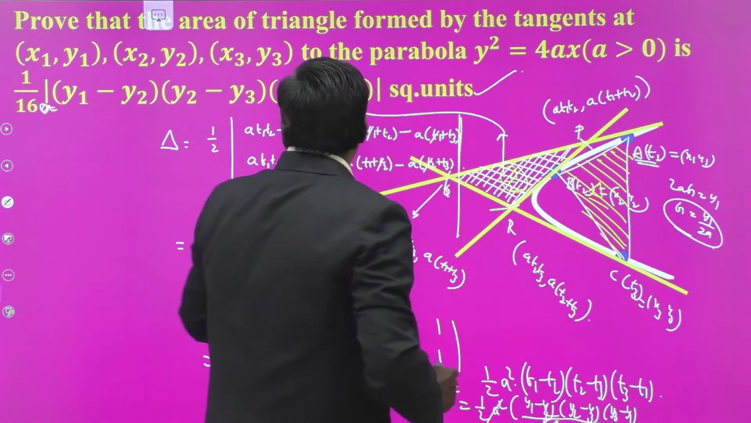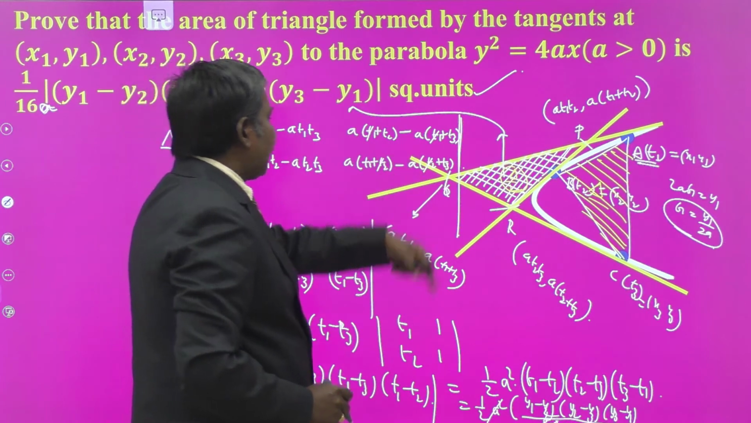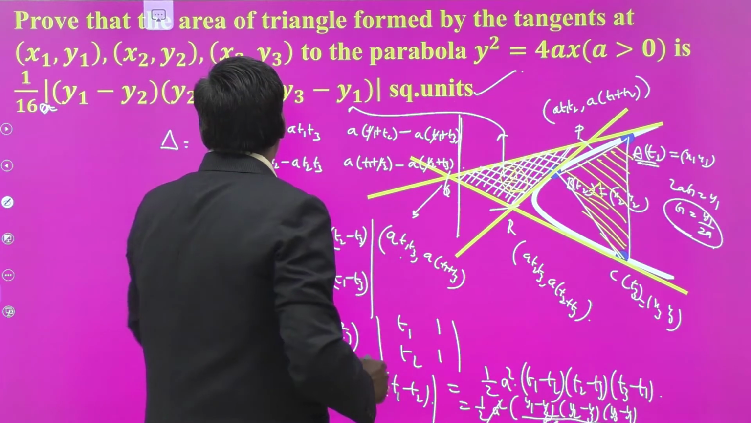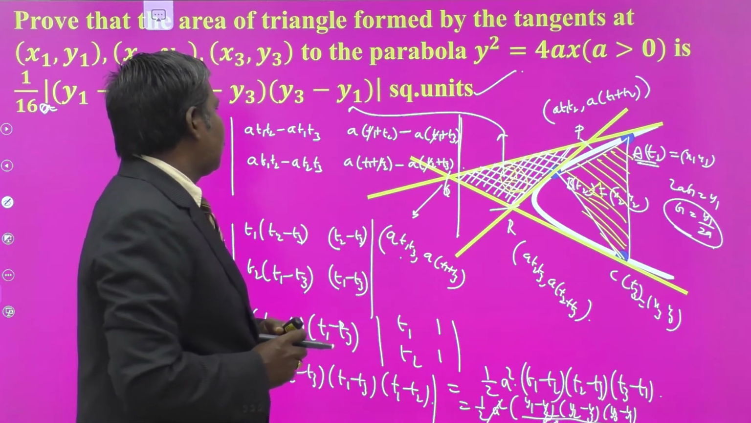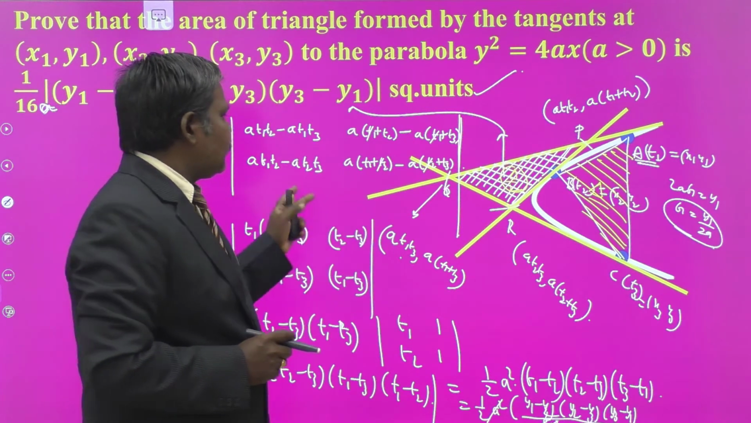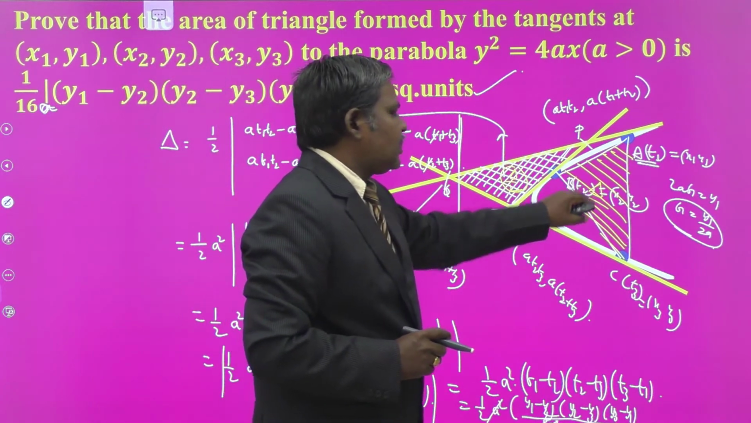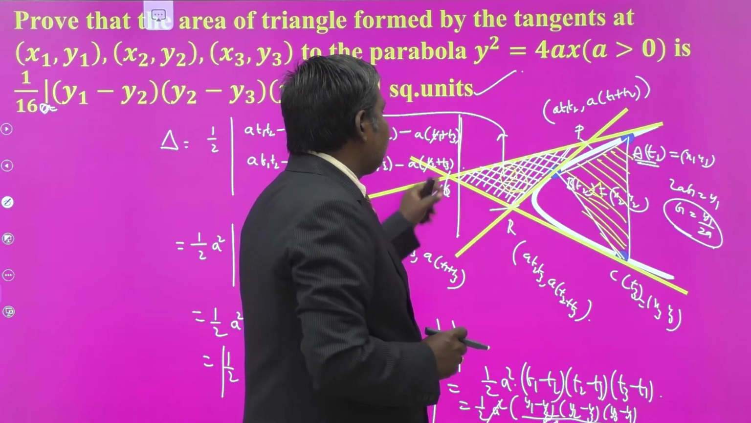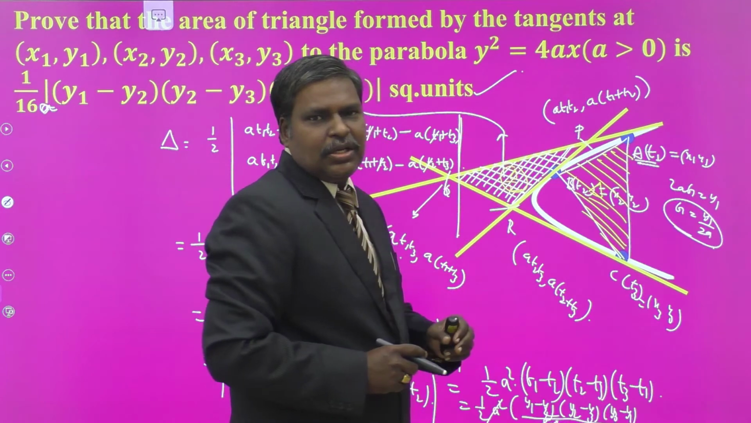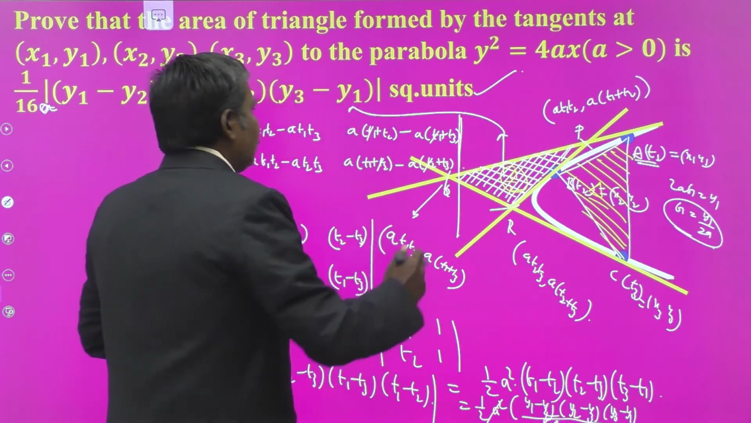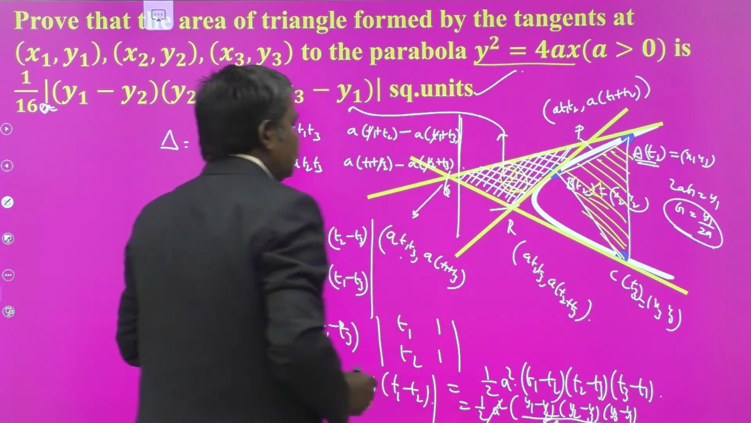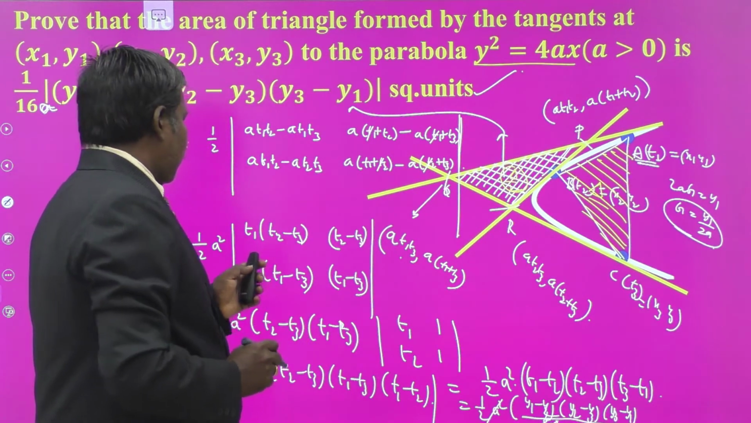So what is the delta here? 1 by 8a times of that. By 2 gives 1 by 16a times of (y1 minus y2)(y2 minus y3)(y3 minus y1). These two derivations are very, very important for you. One is the area of the triangle formed by the 3 points. The other one is the area of the triangle formed by the tangents at those points to the same parabola, that is y square is equal to 4ax. Don't forget. Once you write the points of intersection of the tangents itself, we can crack that one.